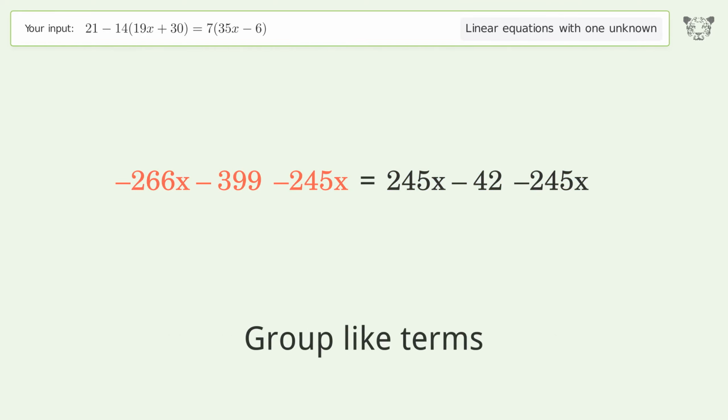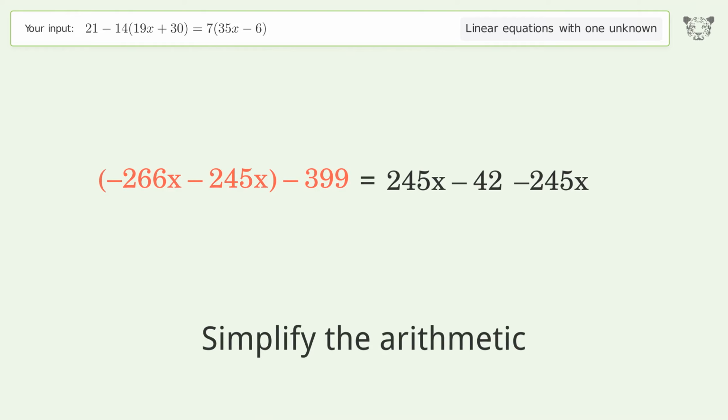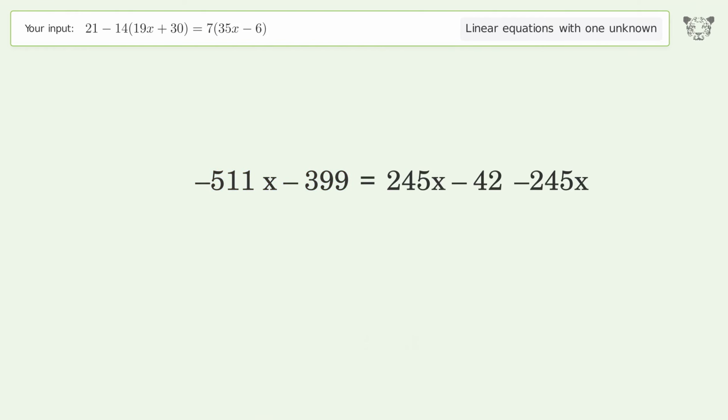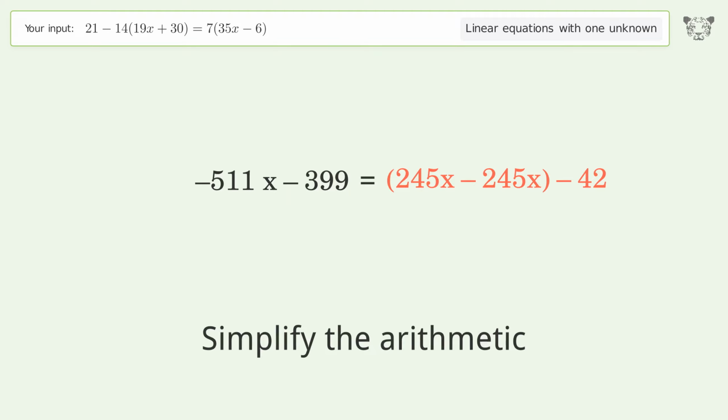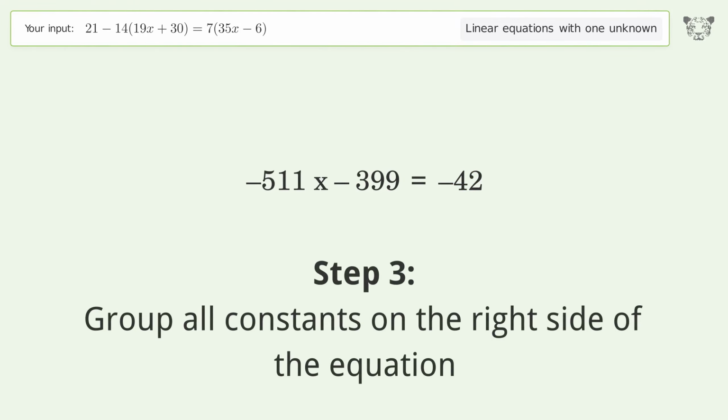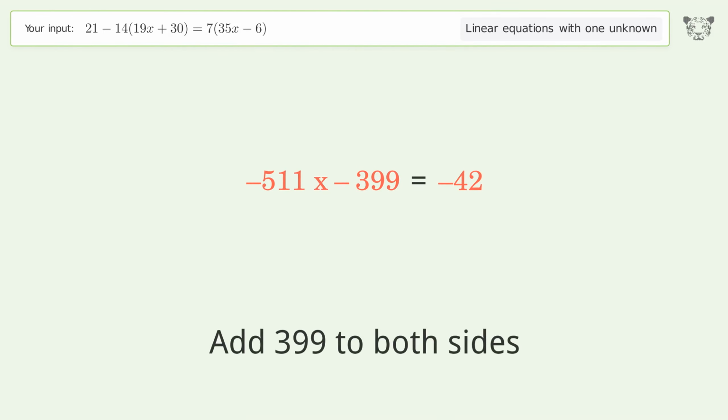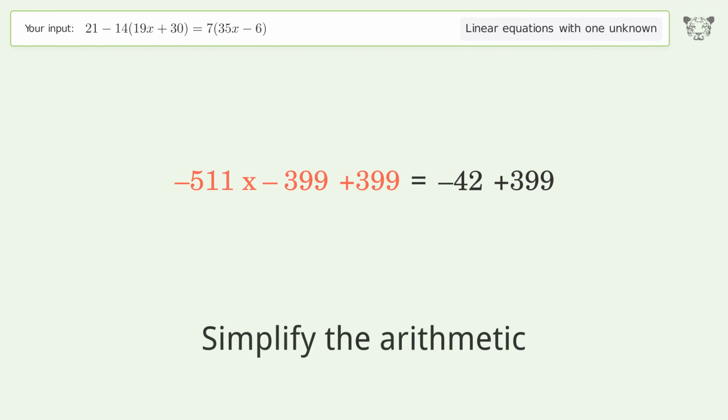Group like terms. Simplify the arithmetic. Group like terms. Simplify the arithmetic. Group all constants on the right side of the equation. Add 399 to both sides. Simplify the arithmetic.